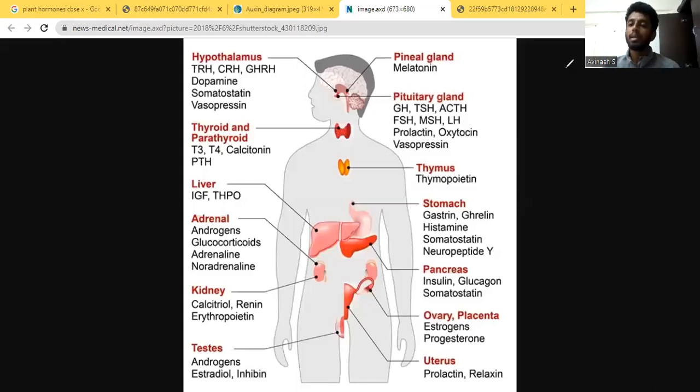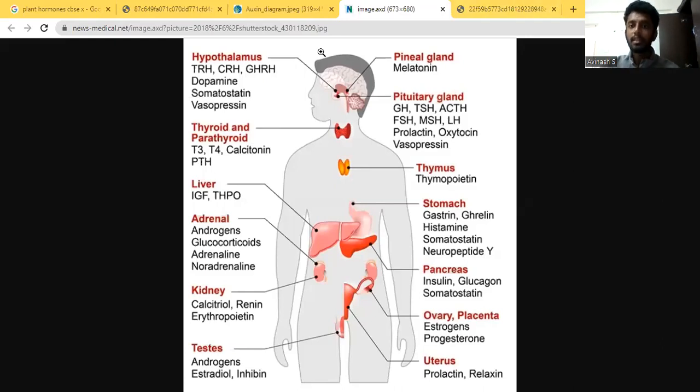Now let us learn about animal hormones. When we say animal hormones, we are going to concentrate on human beings. But of course, most of the hormones that are present in human beings are also found in other animals. Now, this is a picture which has a lot of hormones. But these many hormones we are not going to learn. Of these, there are very, very few important hormones we are going to concentrate on.